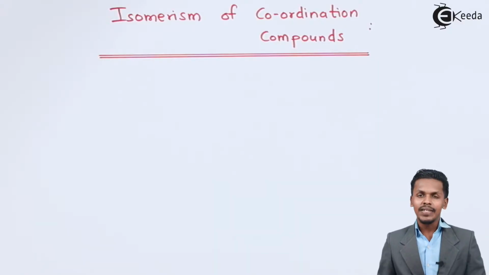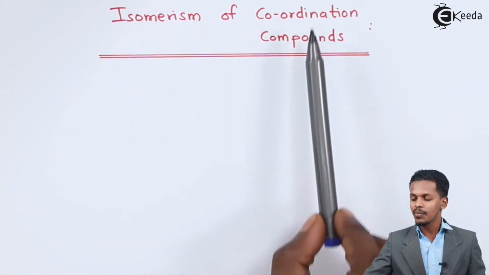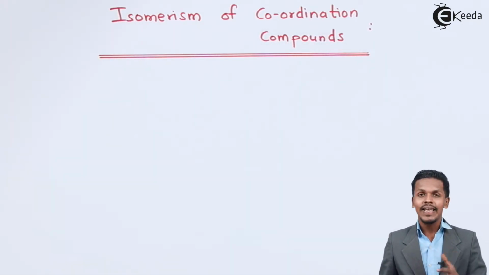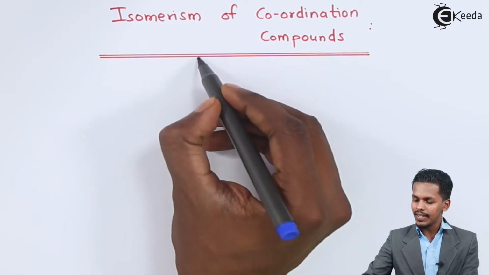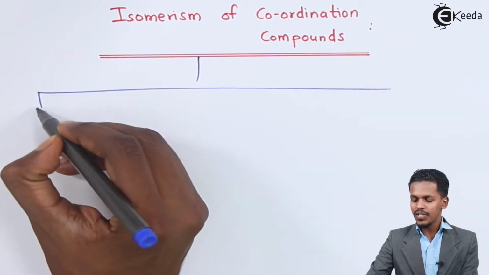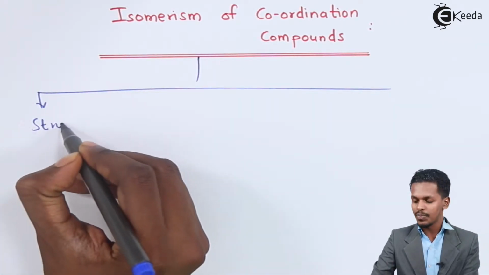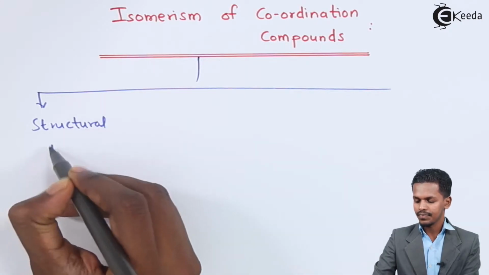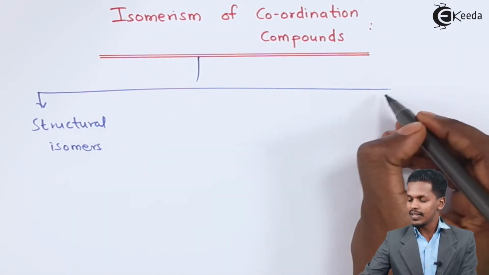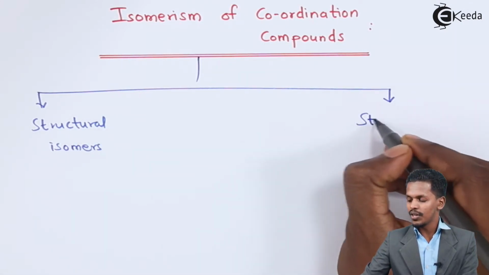So talking about isomers, that is, isomers are the compounds which have the same molecular formula but different arrangement of the atoms, and that's the reason that I'm going to talk about the isomerism of coordination compounds. So in that case, they are divided into two types basically. If I'm talking about the first one, that is structural isomers, and the second one is stereoisomers.